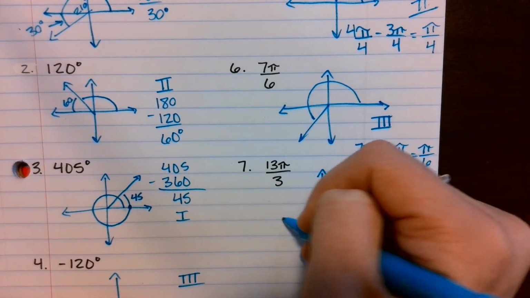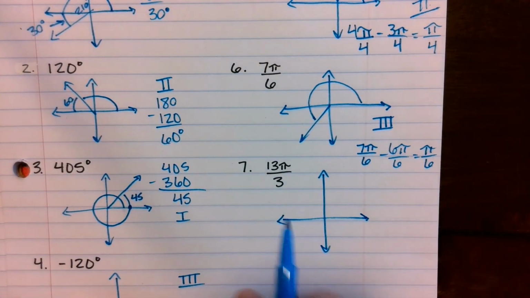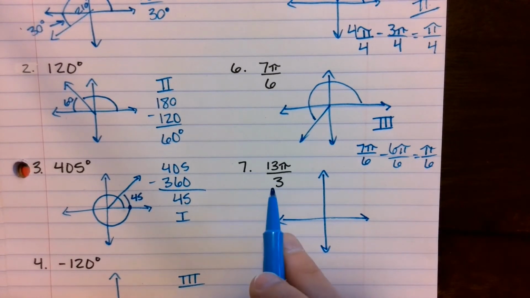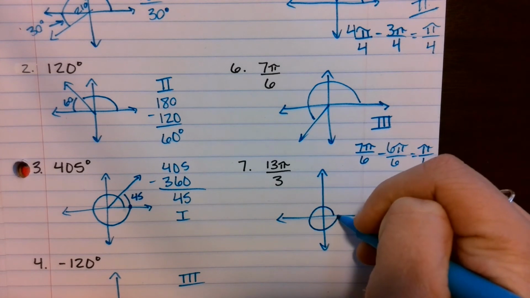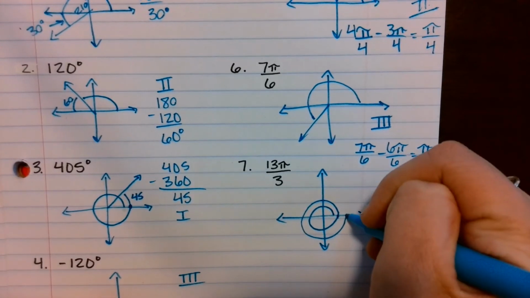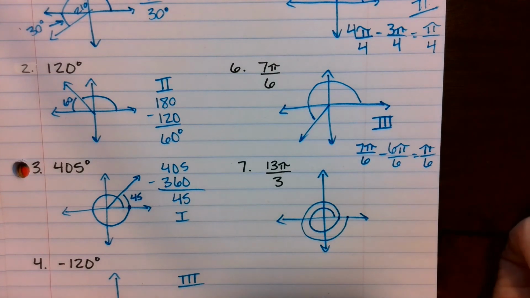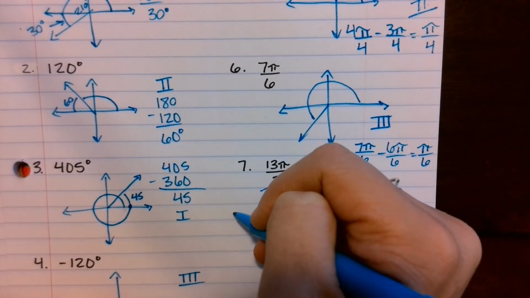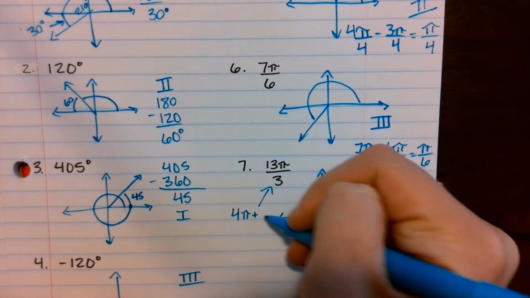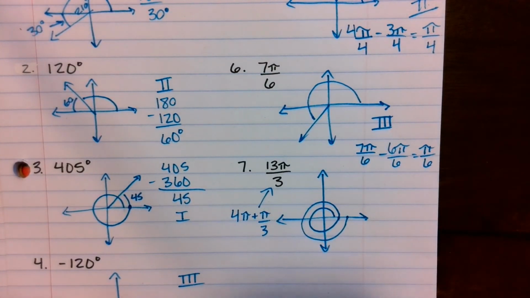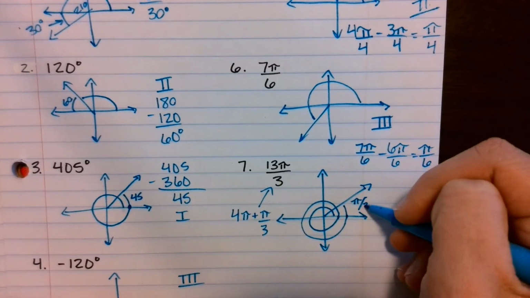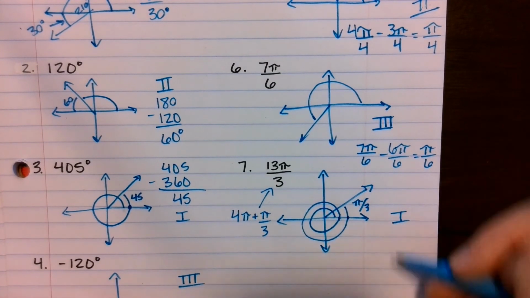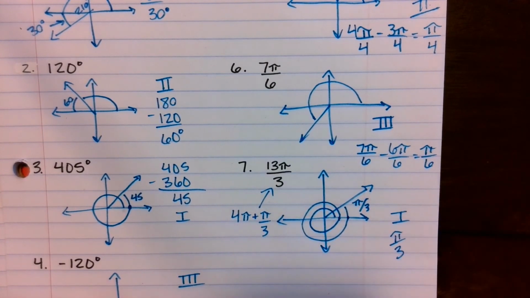Our last one, we've got 13 pi over 3. So if I'm trying to figure out where this goes quadrant-wise, 3 goes into 13, 4, and then a little bit. So if I have 4 pi, that means that this went around the circle once for 2 pi, another time for 4 pi, and then I'm still going to have pi over 3 left over. So you could think of this as 4 pi plus pi over 3. That's what would be left over. 4 1/3 pi. So what we're left with is in the first quadrant, and our reference angle is pi over 3.